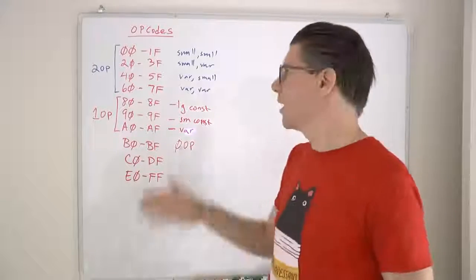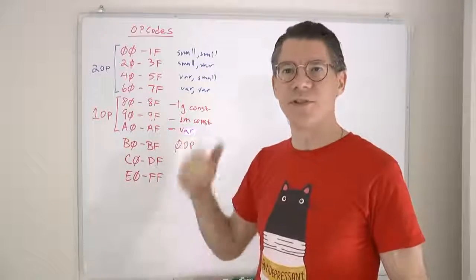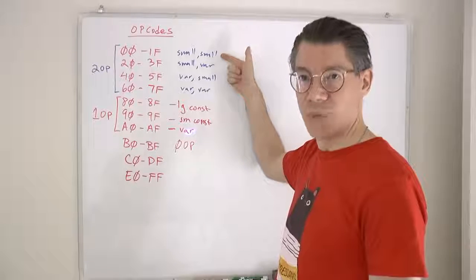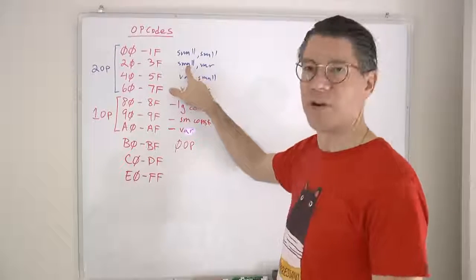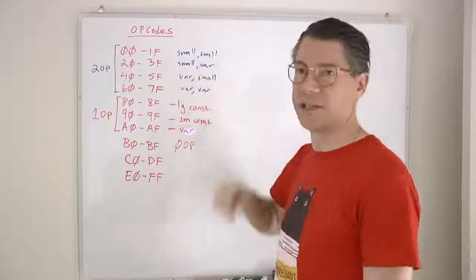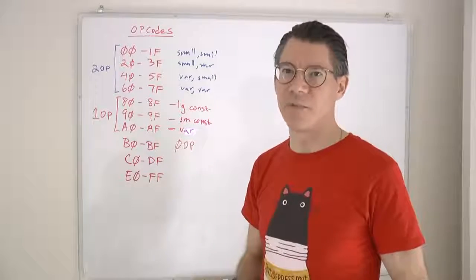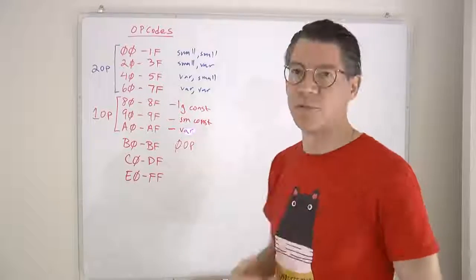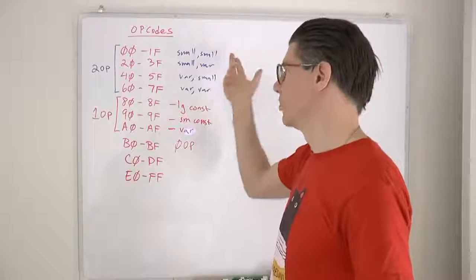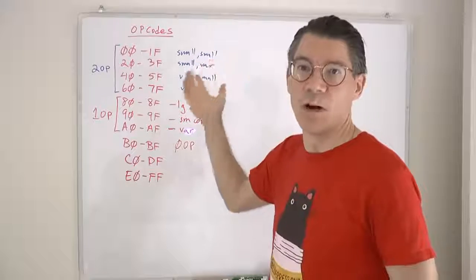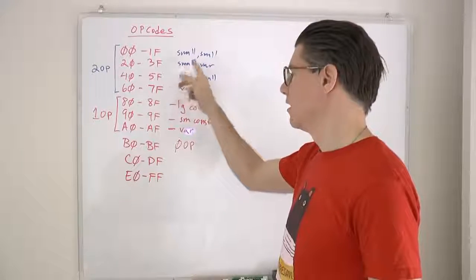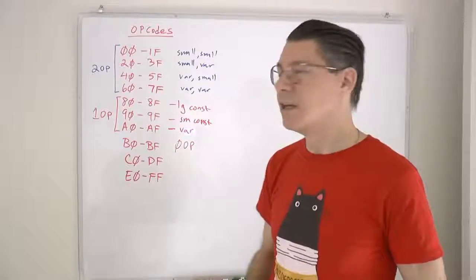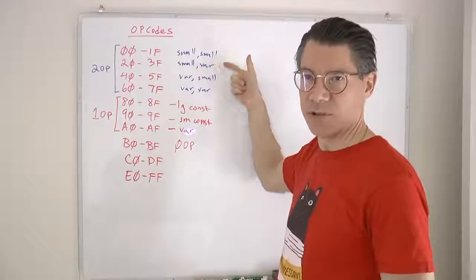Okay, now let's talk about this first section of opcodes. These are the 2 operand opcodes. They specifically take either 2 small operands, or a small operand then a variable, or a variable and then a small operand, or 2 variables. So for example, if I were to add 2 numbers, that would be 2 operands. So for example, if I wanted to add, for whatever reason, a small constant to maybe local variable 1, I could do that with one of these opcodes.